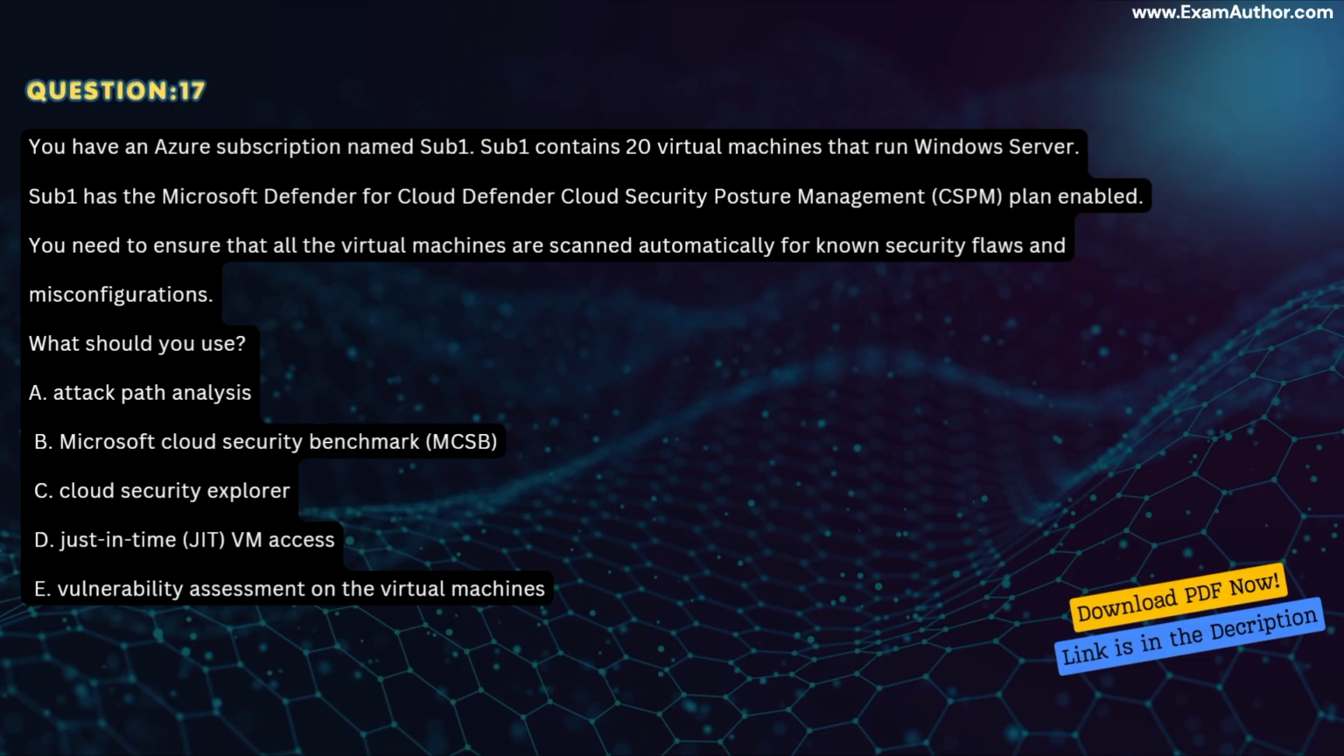Question 17. You have an Azure subscription named Sub1. Sub1 contains 20 virtual machines that run Windows Server. Sub1 has the Microsoft Defender for Cloud Defender Cloud Security Posture Management (CSPM) plan enabled. You need to ensure that all the virtual machines are scanned automatically for known security flaws and misconfigurations. What should you use? A.